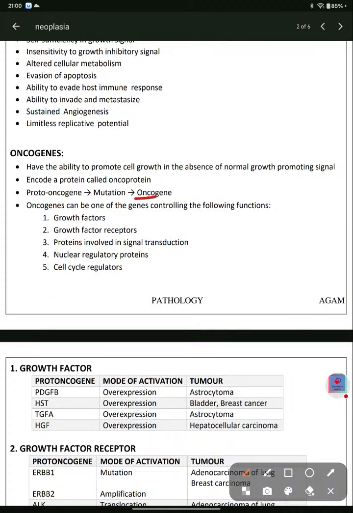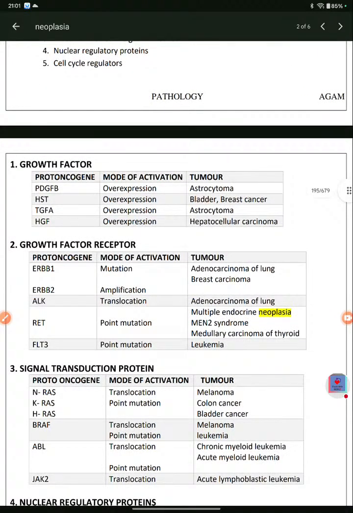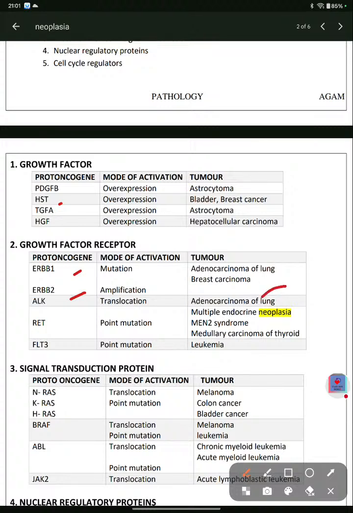Oncogenes: growth factors, growth factor receptors, signal transduction proteins, regulatory proteins, cell cycle regulators. Growth factor proto-oncogenes: PDGF beta, overexpression in astrocytoma; HST, bladder and breast cancer; TGFA, overexpression in astrocytoma; HGF, overexpression in hepatocellular carcinoma. Growth factor receptors: ERBB1, ERBB2, adenocarcinoma of lung and breast cancer; ALK, adenocarcinoma of lung; point mutation, multiple endocrine neoplasia MEN2 syndrome, medullary carcinoma of thyroid.